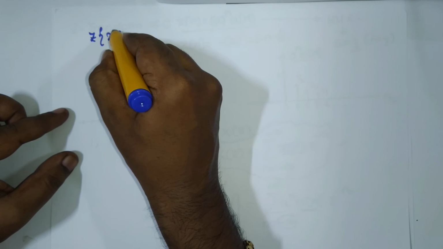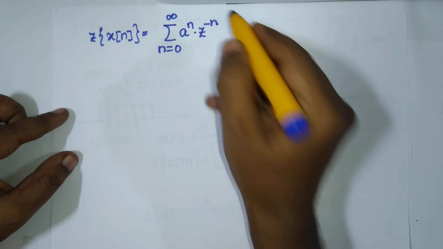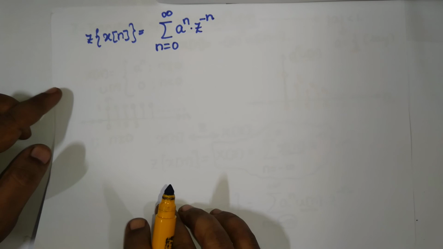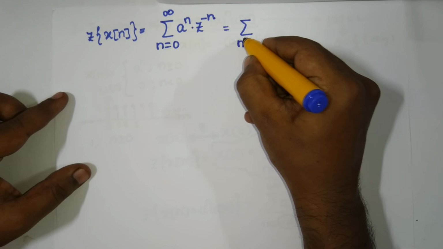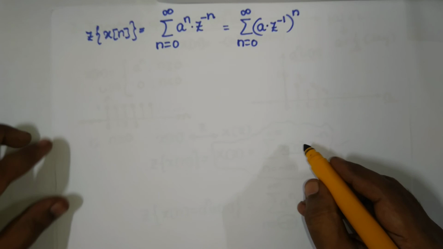So now we have the Z transformation of x of n. We have the sum from n equal to 0 to infinity of a power n, times z power minus n. This term will drop out to make the limit 0, so I don't have this u of n here anymore. Now the compact form is the sum from n equal to 0 to infinity, and we can take a multiplied by z power minus 1, whole power n.